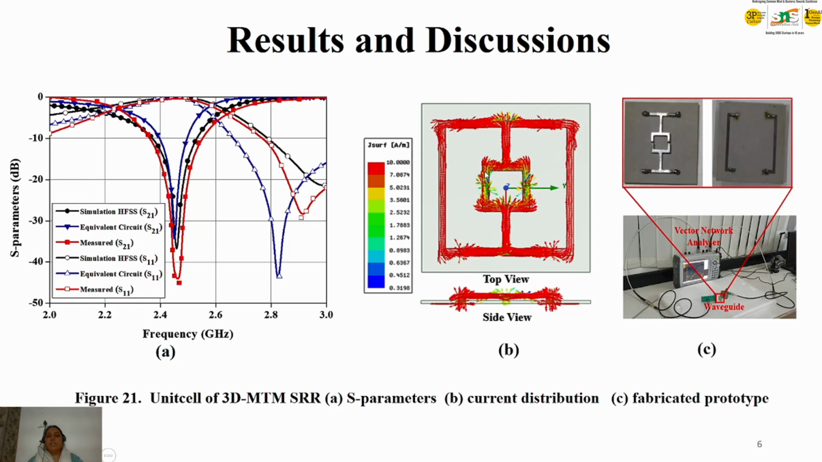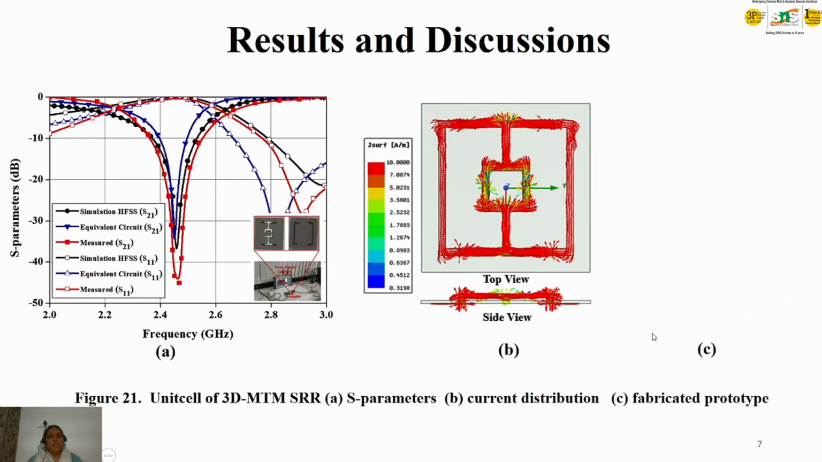You can see that one side of the structure will be unidirectional, like the current is flowing from one direction to the other. One will be inward, and the other will be outward, outside of the structure. And here you can see the fabricated prototype, where the top and the bottom of the structure are shown, and the fabricated prototype is tested.